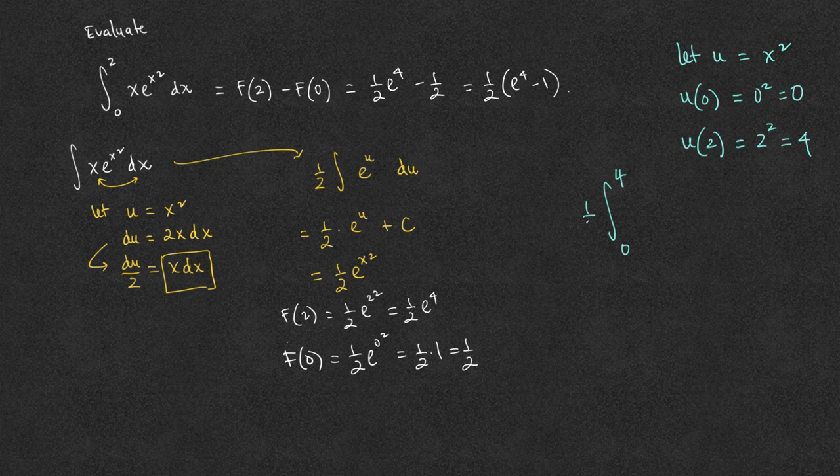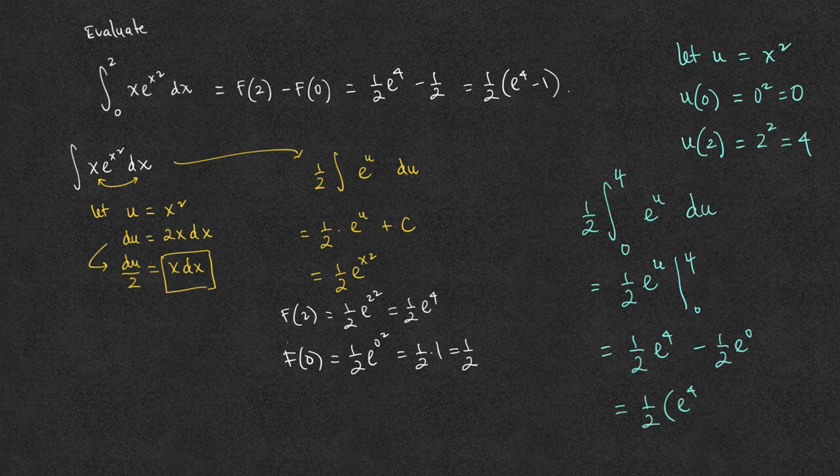x dx is 1/2 du, and e to the x squared is now e to the u. And so this is 1/2 e to the u, because the antiderivative of e to the u is e to the u, and then we plug in 0 and 4, because this integral is now in terms of u, including the lower and the upper limits of integration. These are now u, not x. Evaluate this. We have 1/2 e to the 4th minus 1/2 e to the 0, which is the same as 1/2 times e to the 4th minus 1, where we obtain the same answer as before.